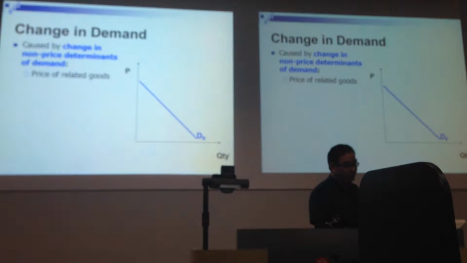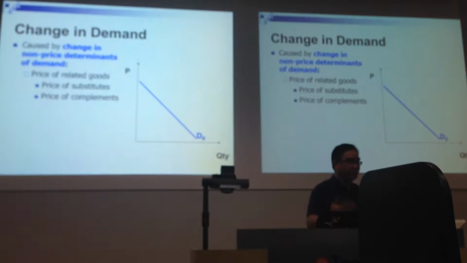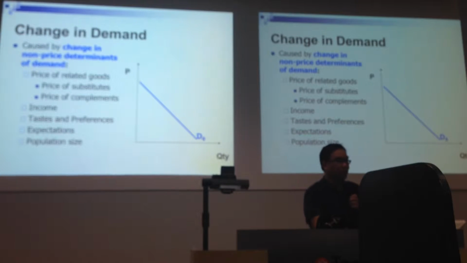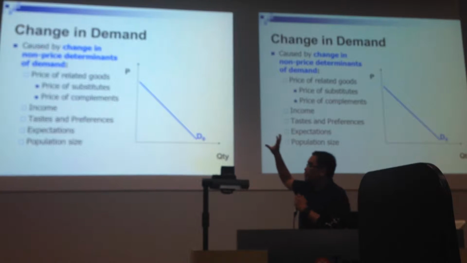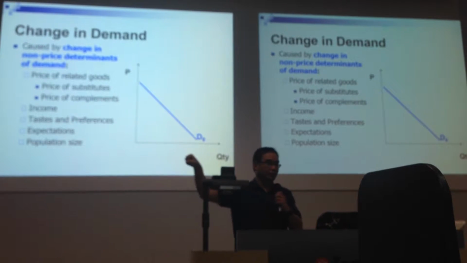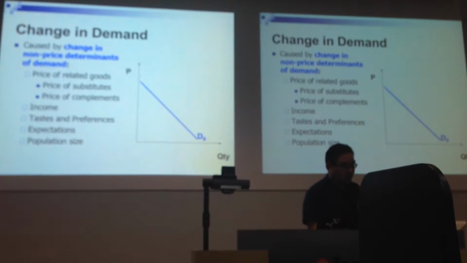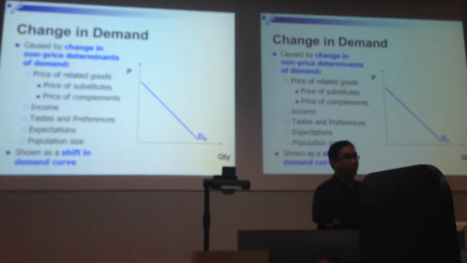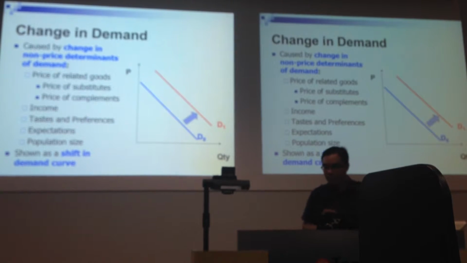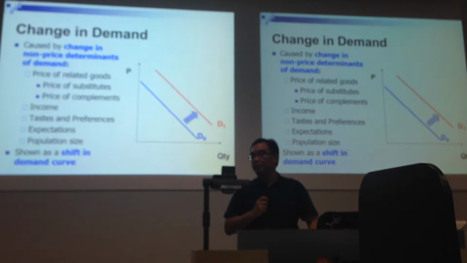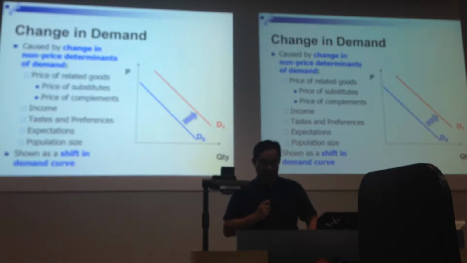The prices of related goods, which could be substitutes or complements, income, tastes and preferences, expectations, and also population size. Right, so changes in these non-price determinants will result in a change in demand and is reflected as a shift of the demand curve. So note the difference between change in demand and change in quantity demanded.